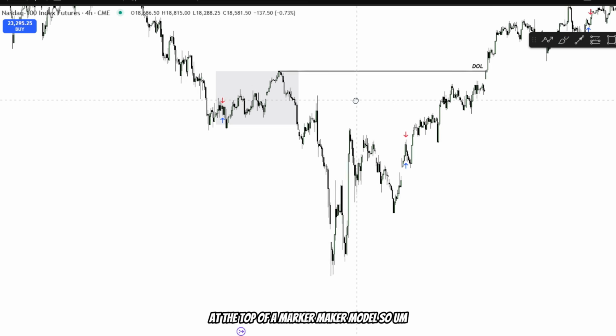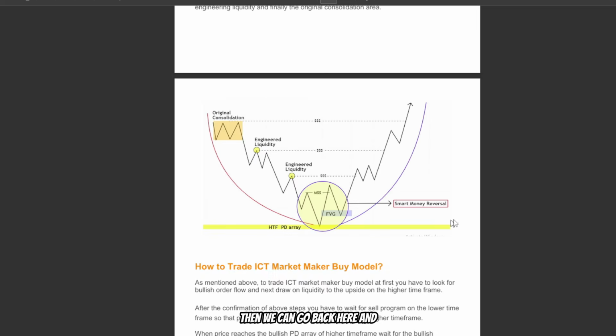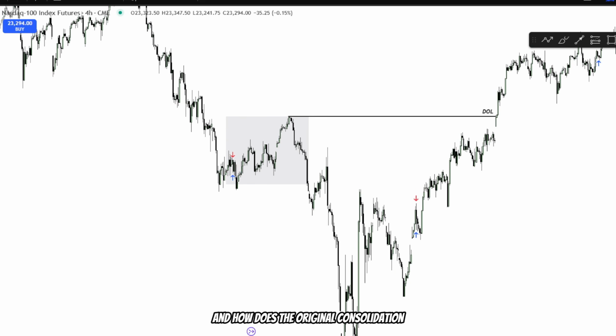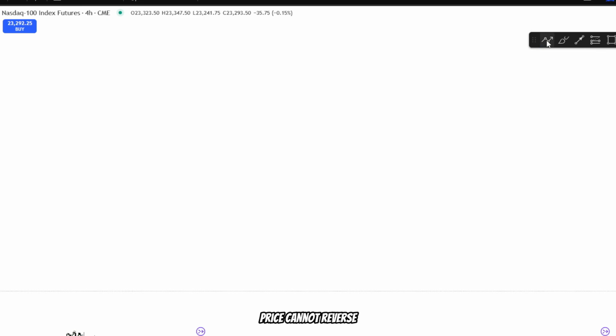We can go back here, and this illustrates the same thing. So original consolidation, we have that. Now what happens after an original consolidation on the sell side of the curve? You get an expansion phase. And how does the original consolidation and expansion phases mix up with the phases of market delivery? How does it work? As you know, in the phases of market delivery lesson, price cannot reverse until it meets its higher time frame drawn liquidity.